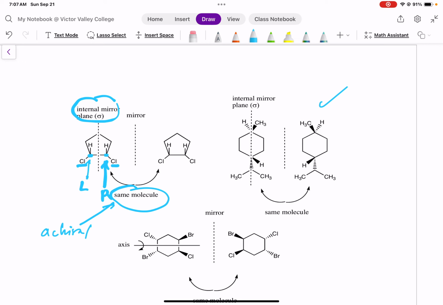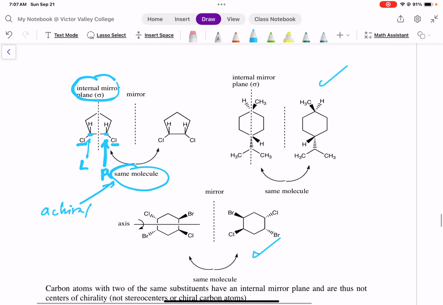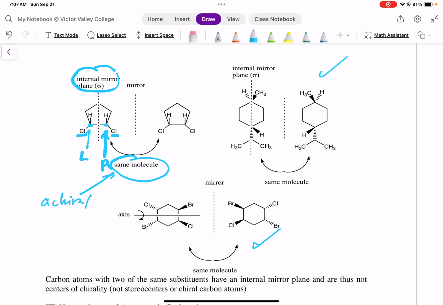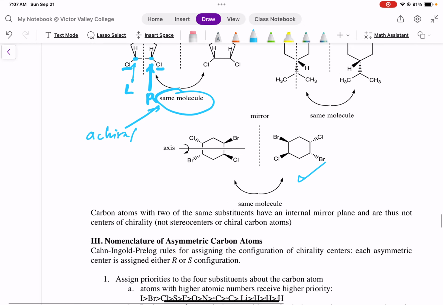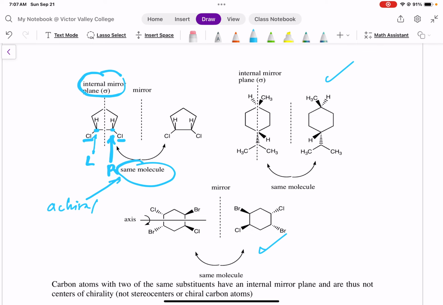Okay, and this is a similar example. Two chiral carbons doesn't mean it's going to be chiral. Just like you have CO2, you got two polar bonds, but it doesn't mean it's going to be polar. They cancel out, right? So it's not polar. It's the same idea.